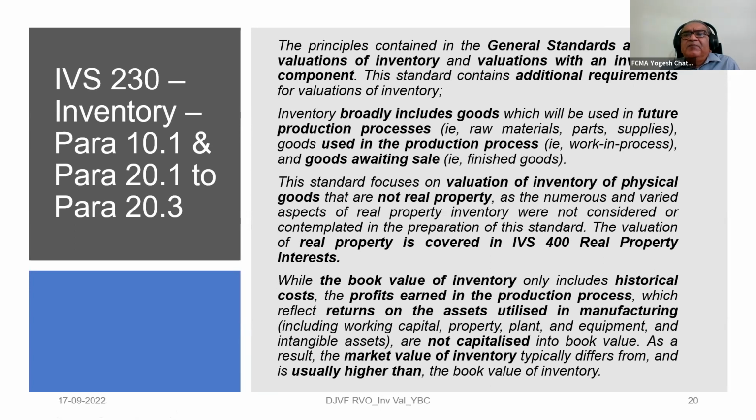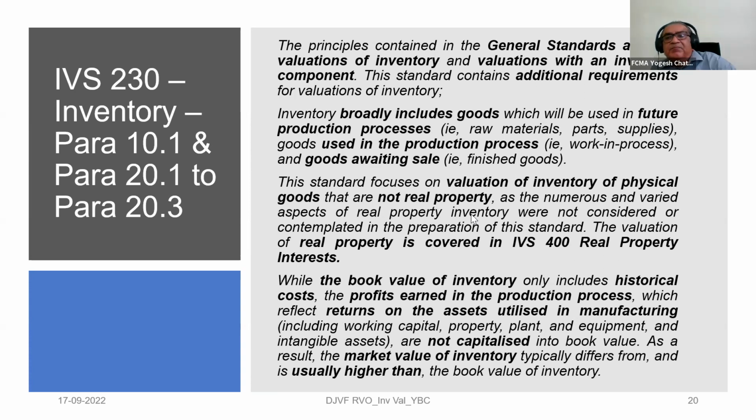This inventory broadly includes, as we are aware, raw material, work in progress and finished goods for a manufacturer. And for a trader or trading company, it will be only finished goods. So inventory broadly includes goods which will be used in future production processes, that is raw material, parts and supplies, or goods used in production processes, that is work in progress, and awaiting sale, that is finished goods. And the standard focuses on valuation of inventory of physical goods that are not real property.